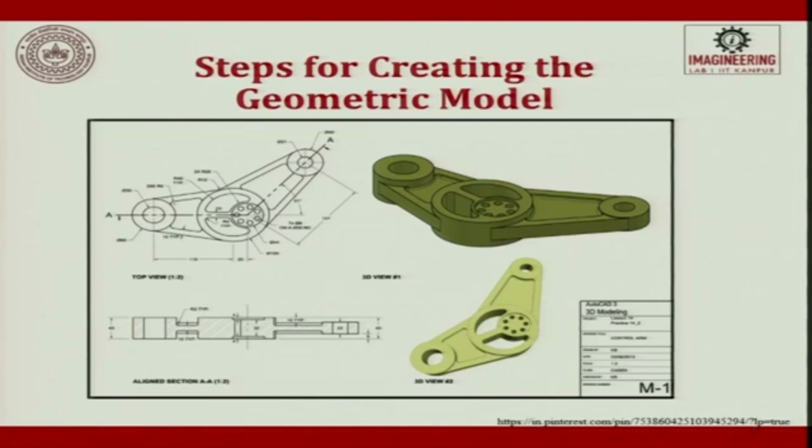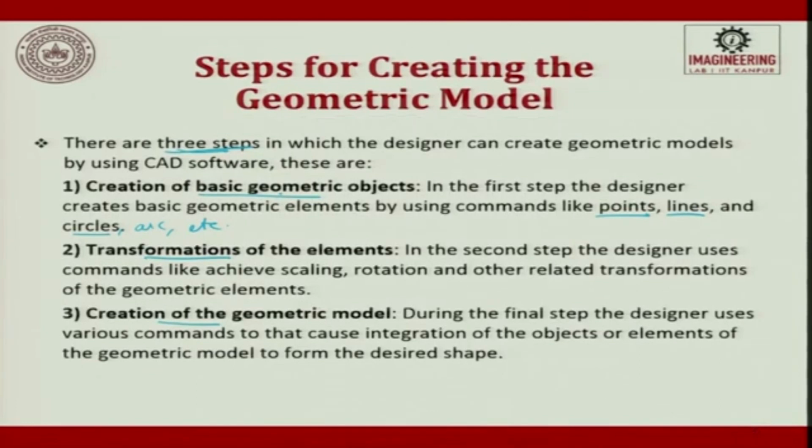Whatever I have described till now, you can see here: this is a 3D view generated, and for this 3D view, the top view of the object is drawn here, and then you have an aligned section AA for the object. Where is the section done? The section is done here. This is the section for the object. So, you have drawn the aligned section AA. This clearly states you start from a basic geometry, do the transformation of the elements, and then create the geometric model.